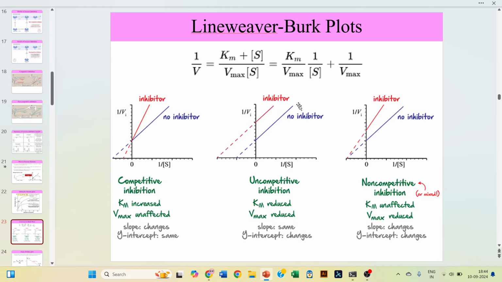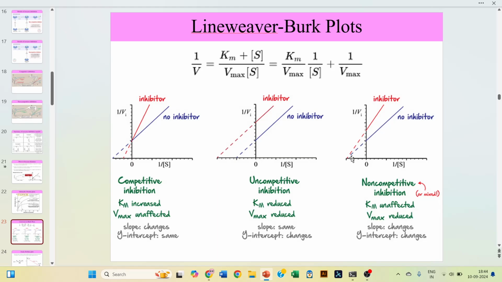In case of uncompetitive inhibitor, both Km and Vmax are reduced. And therefore, this line exactly shifts this way. So 1 by Vmax increases, so your Vmax gets reduced, and similarly for Km, minus 1 by Km goes towards the negative axis, and so Km gets reduced. Now we come to non-competitive inhibitor or mixed inhibition.